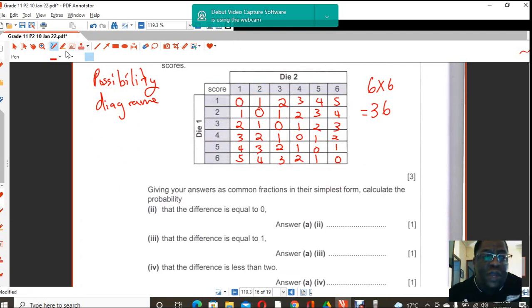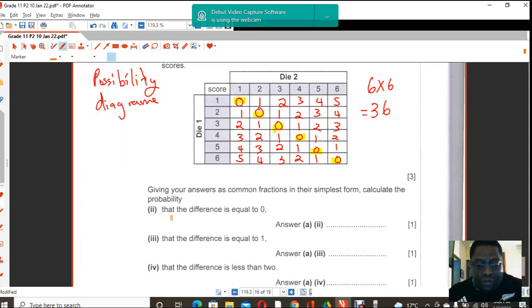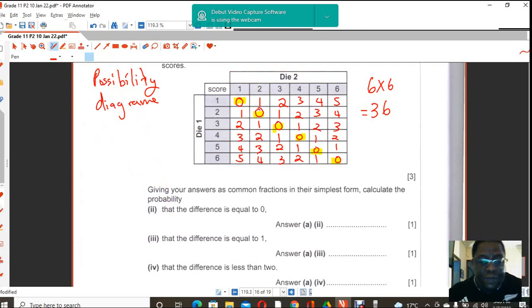So let's go ahead and see how many zeros do we have. I have 1, 2, 3, 4, 5, 6. Therefore, I've got 6 out of 36, and that simplifies to 1 over 6. You with me so far?